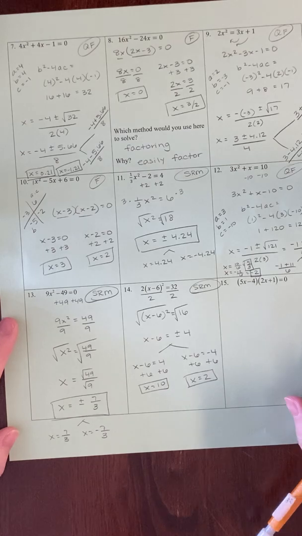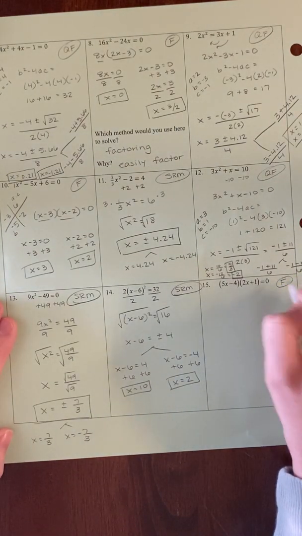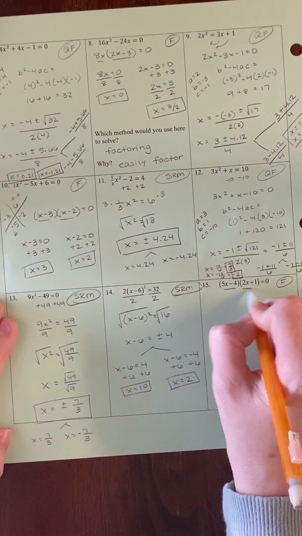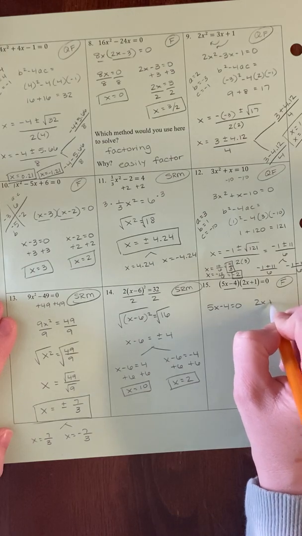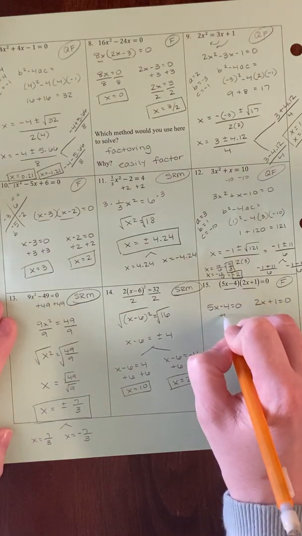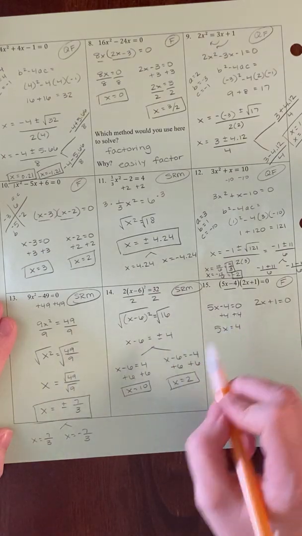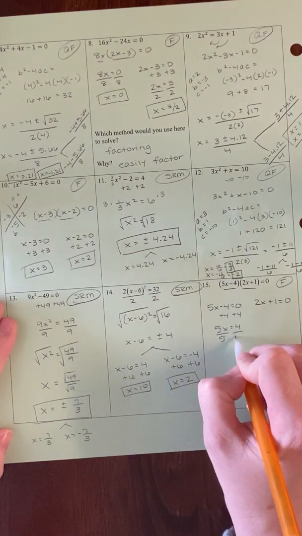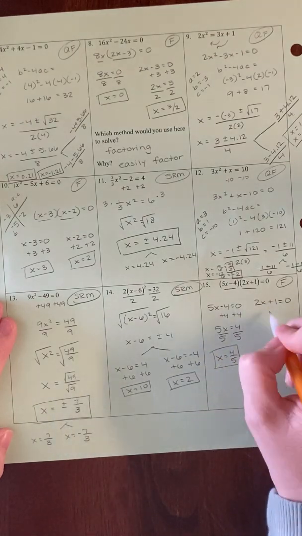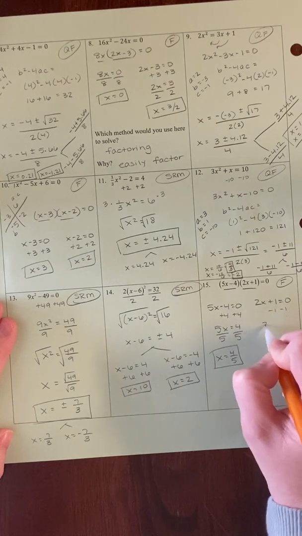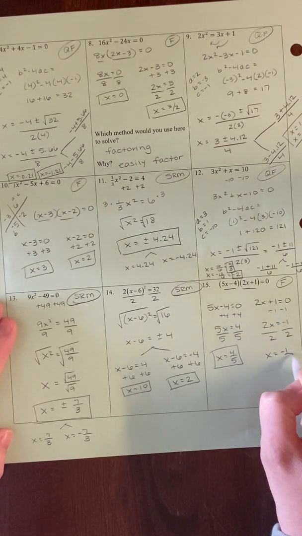For the last problem, this one's pretty straightforward. It's already in factored form for us, so we're going to use factoring method. So I'm just going to take each factor, set them both equal to 0. So for this first one, I add 4 to both sides, then I divide both sides by 5, and I get 4/5. For the second one, I'm going to subtract 1 from both sides. Divide both sides by 2, so x is negative 1/2.